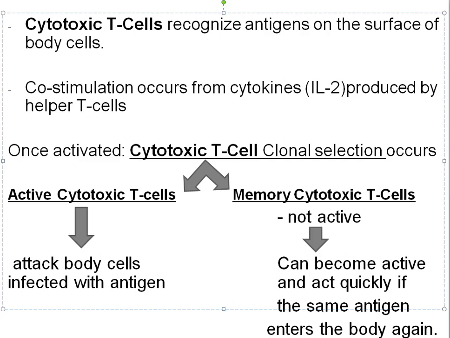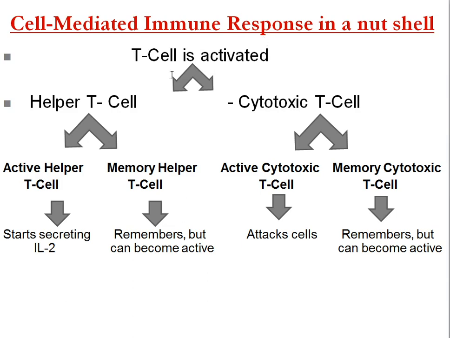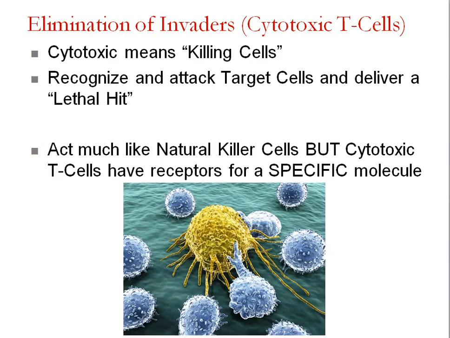So if we kind of summarize everything here, we get our T cells that get activated, and they're going to become either helper T cells or cytotoxic T cells. Helper will become active helper to start secreting interleukin-2 with the cytokines. Cytotoxic, if it becomes active, is going to become an active cytotoxic T cell and directly attack a cell. Versus our memory helper and memory cytotoxic T cells are not active, but they remember for next time.